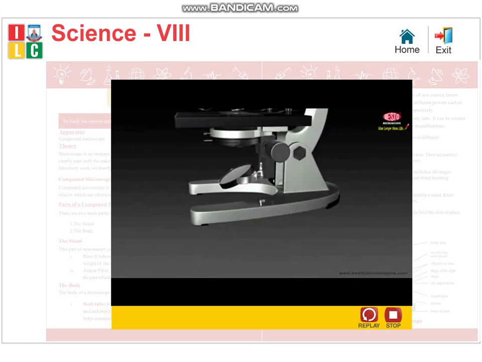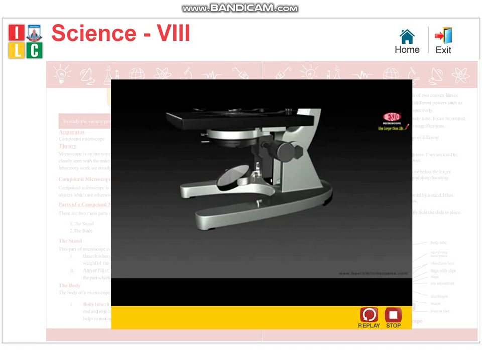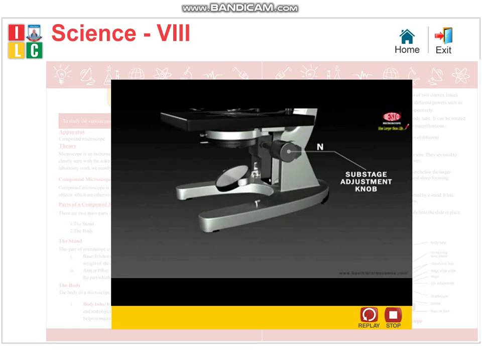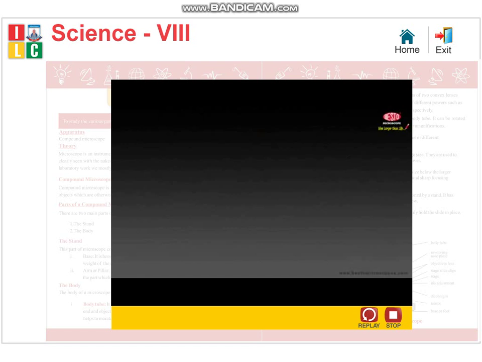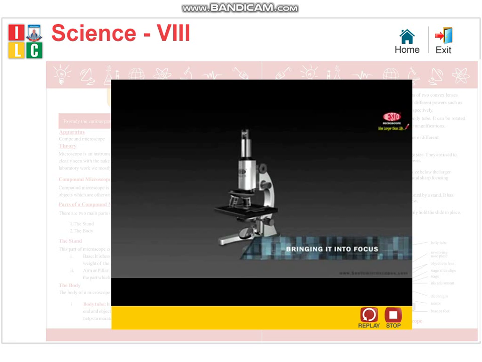M. The base of the microscope is the heavy bottom part. It supports all the other parts of the microscope. N. The substage adjustment knob is used to move the condenser up and down, bringing it into focus.